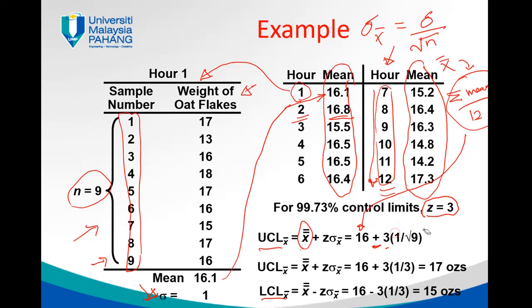From there we can calculate the upper control limit: 16 plus 3 times 1 over 3, so 17 ounces, and the lower control limit is 15 ounces.